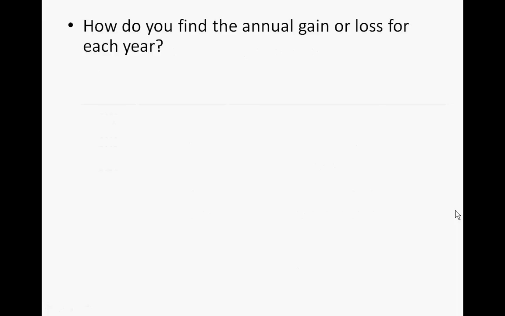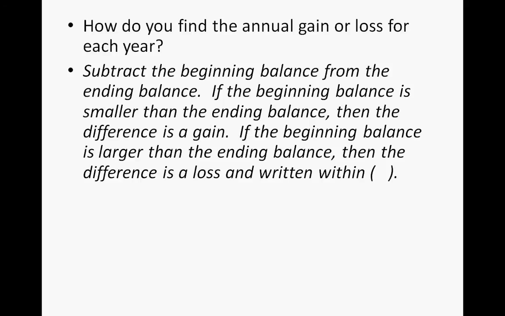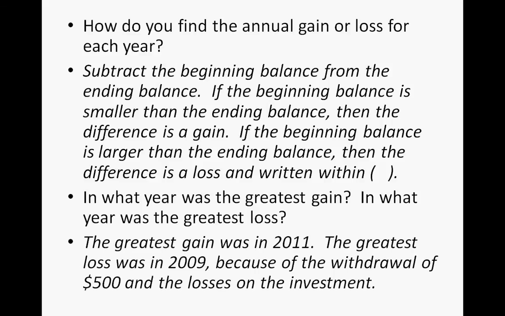So how do you find the annual gain or loss for each year? Well, you would subtract the beginning balance from the ending balance. If the beginning balance is smaller than the ending balance, then the difference is a gain. If the beginning balance is larger than the ending balance, then the difference is a loss and written within parentheses. So in what year was the greatest gain, and in what year was the greatest loss? Well, the greatest gain was in 2011, and the greatest loss was in 2009 because of the withdrawal of $500 and the losses on the investment.